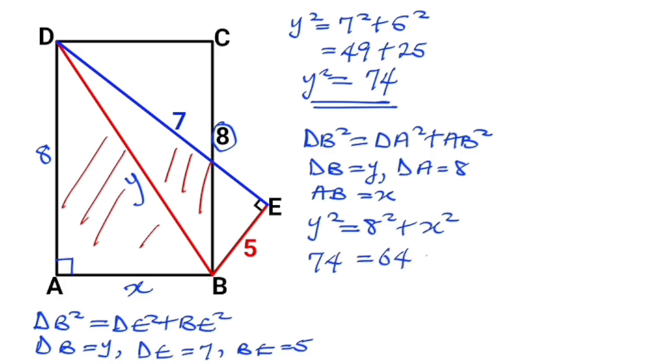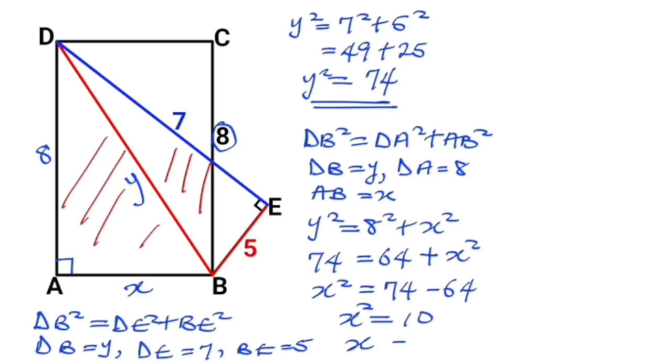It follows that 74 equals 64 plus X squared. Rearranging this will give us X squared equal to 74 minus 64. And this will give us X squared is equal to 10. Taking the square root of both sides will give us X is equal to the square root of 10.